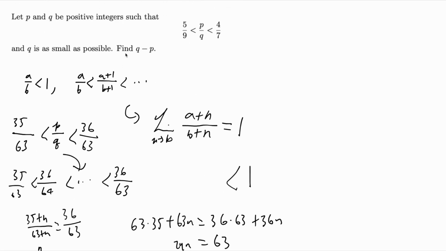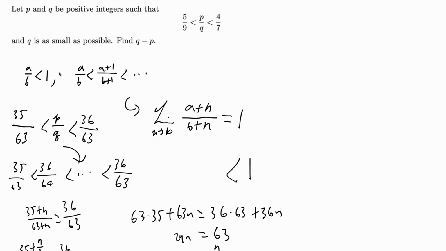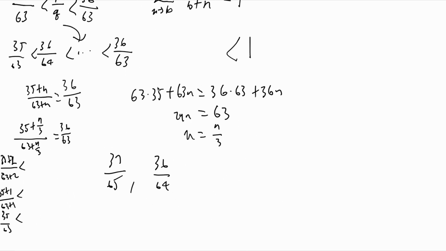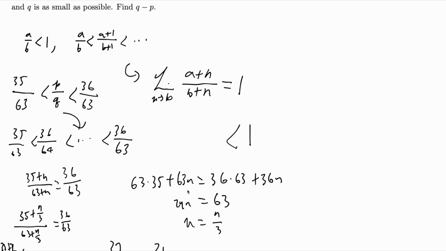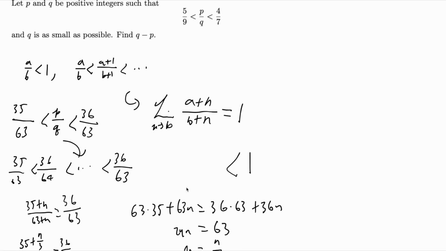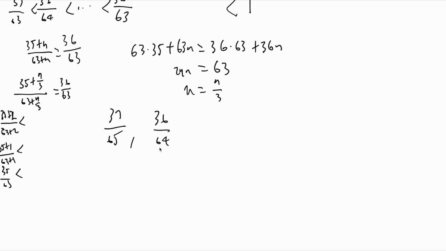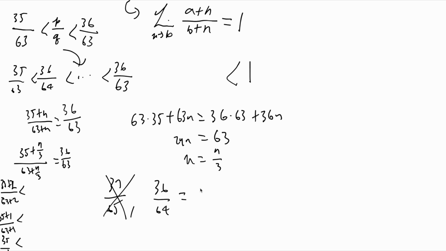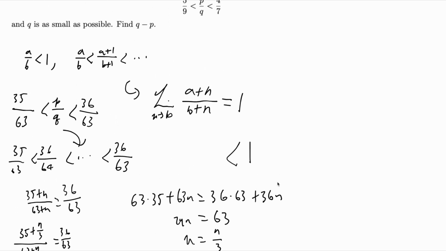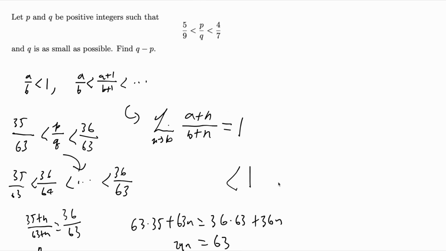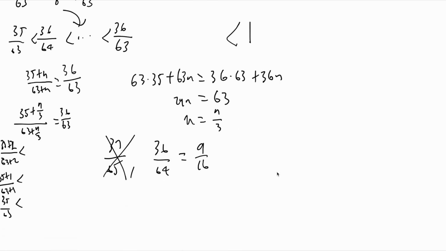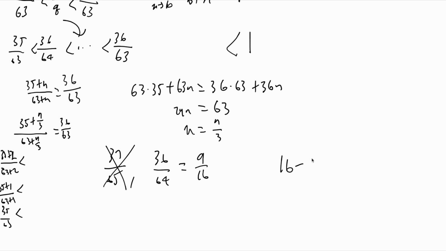Now we need to find q minus p, where q is as small as possible. Then we need to simplify them. So our denominator is clearly not this one. Therefore, this thing is equal to 4 times 9, so 9 over 16. So our answer should be 16 minus 9 equals 7. And I think this is the correct answer.